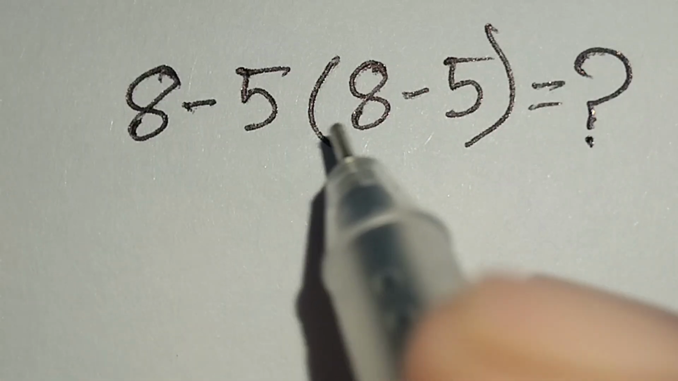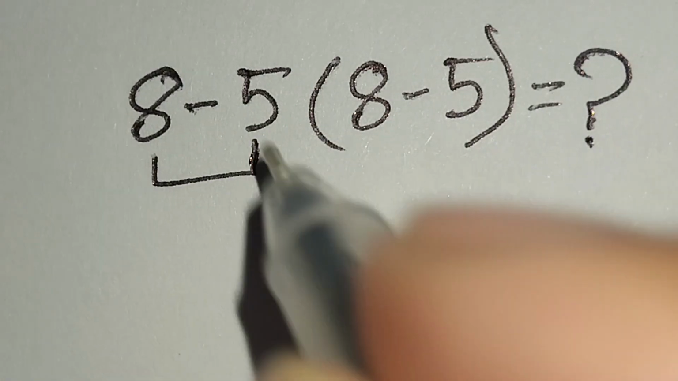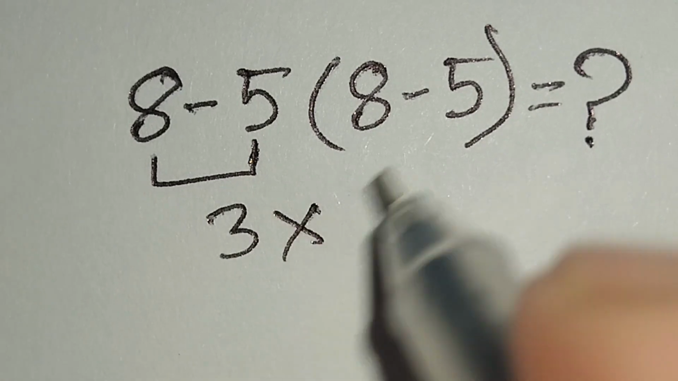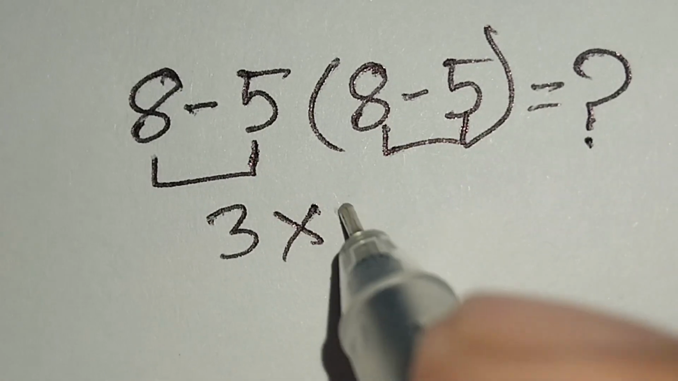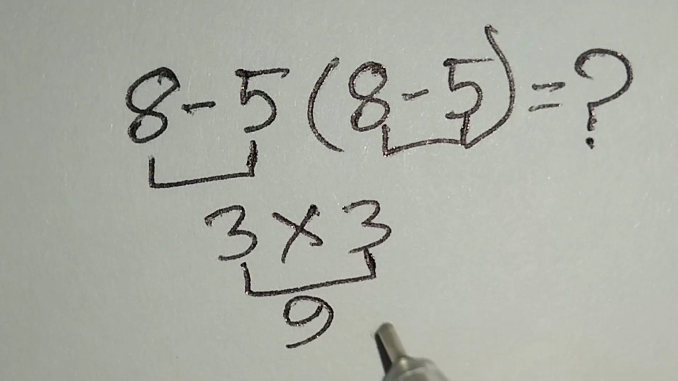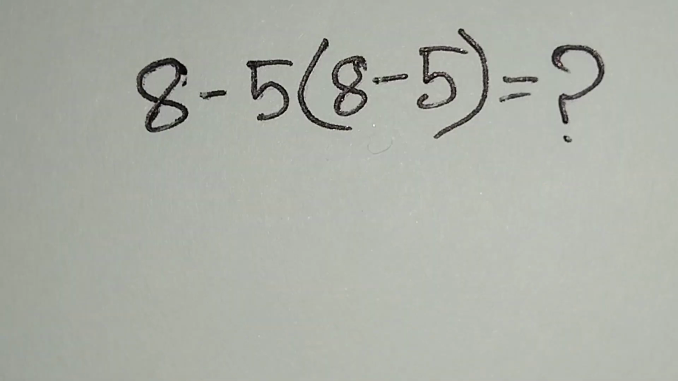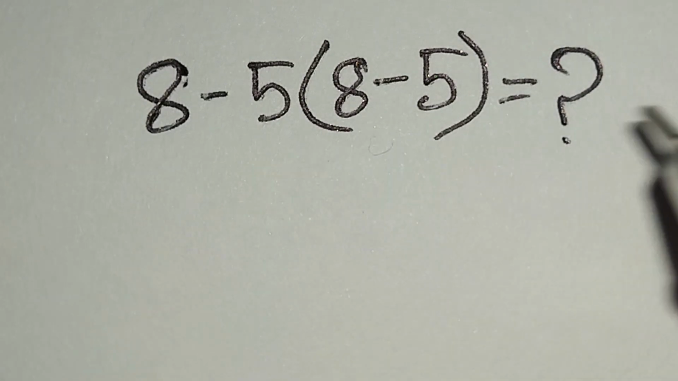8 minus 5 bracket, 8 minus 5 equals what? Here 8 minus 5 gives us 3, times 8 minus 5 gives us 3. 3 times 3 gives us 9. But this answer is not correct. Now I will apply the PEMDAS rule to solve this math correctly.